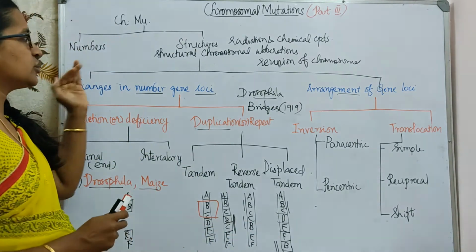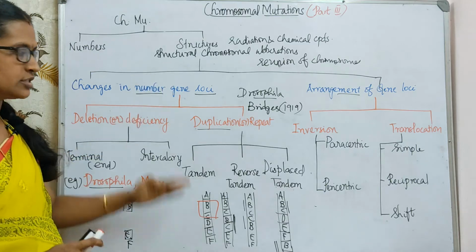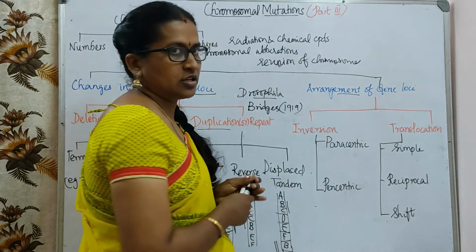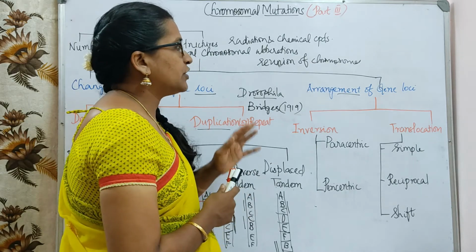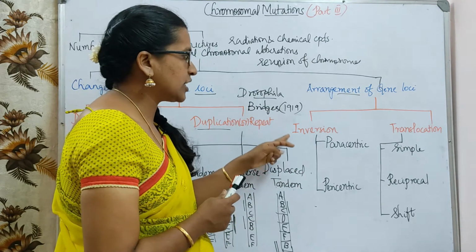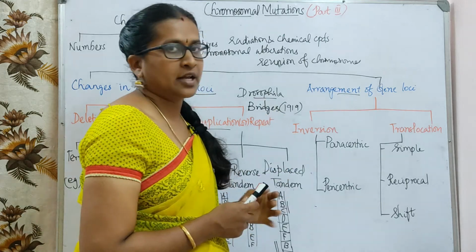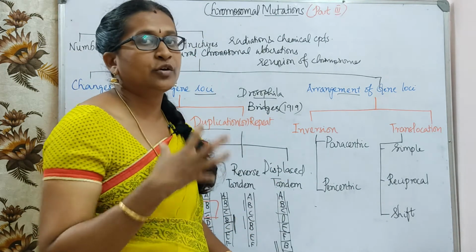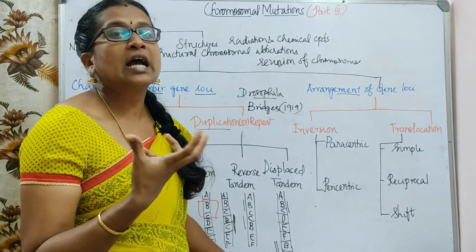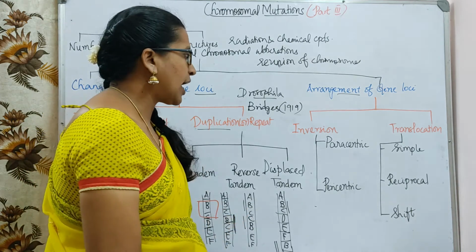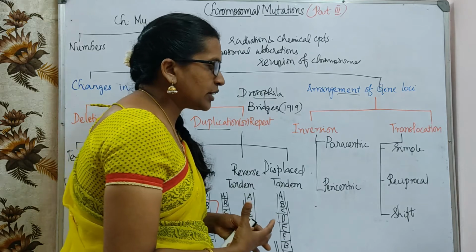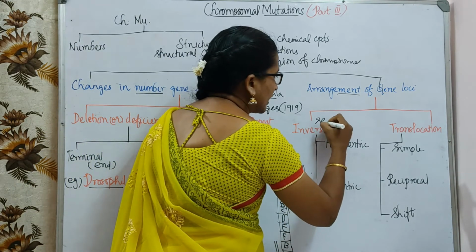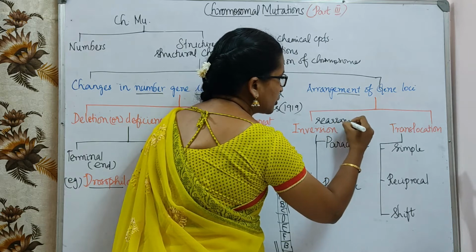So now changes in number of gene loci is completed. Next is arrangement of gene loci. In arrangement we again have two types. One is inversion and then translocation. The word inversion means something is rearranged. So here, the chromosome itself will get rearranged. That is, rearrangement takes place in inversion.